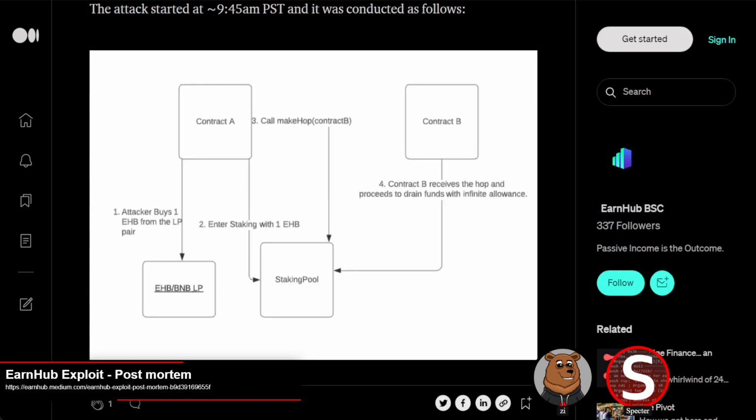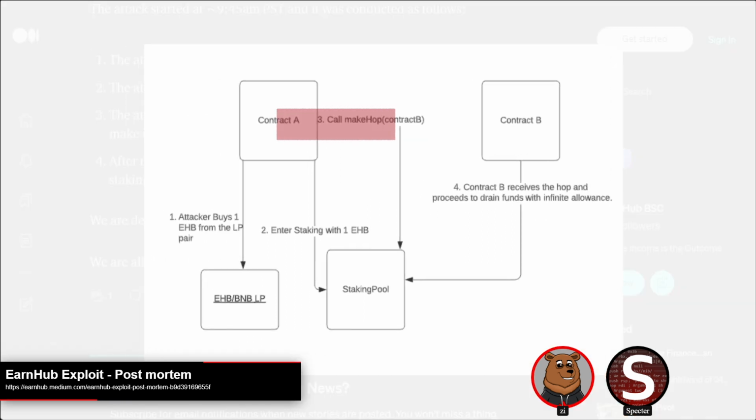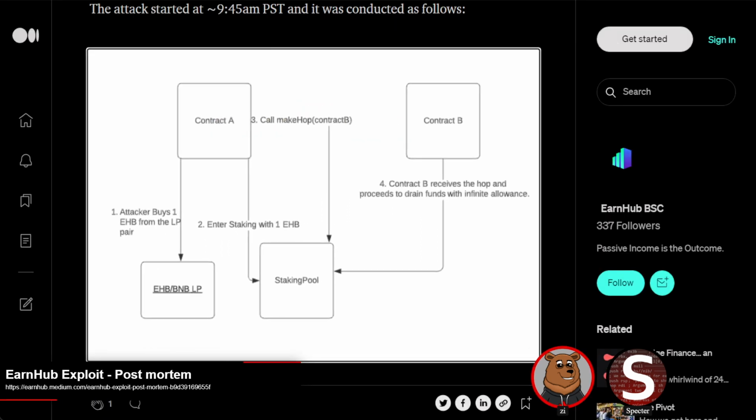Yeah, I think where the issue is so simple, in a sense, if you tried to do a... Well, I guess they do have a diagram here. I didn't see that right away. There's the diagram, but it just shows the flow, where they call make hop, and then contract B receives it and drains the funds. It doesn't really show the issue. It just shows the flow.